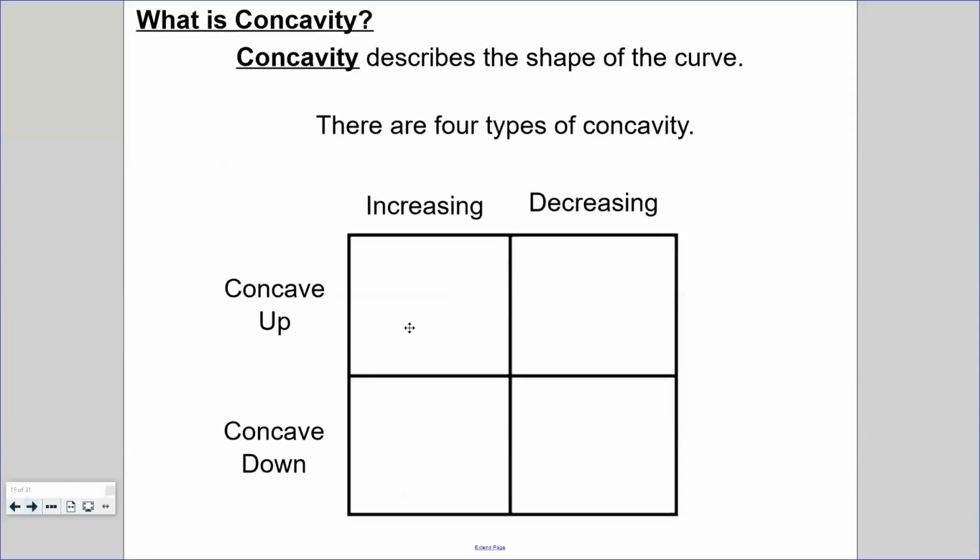All right, so what is concavity? Well, concavity describes the shape of the curve. Because right now, with just knowing increasing and decreasing, we just know the direction of the curve. Is it going up? Is it going down? But we don't know the shape. Now, there are 4 types of concavities, and hopefully you can count them in each of the different corners.